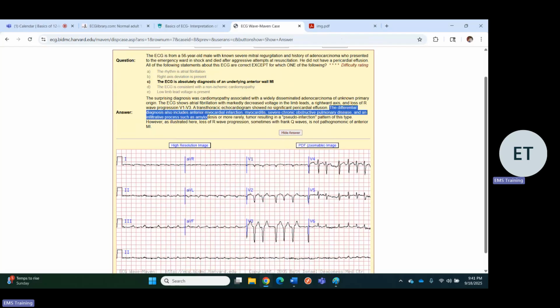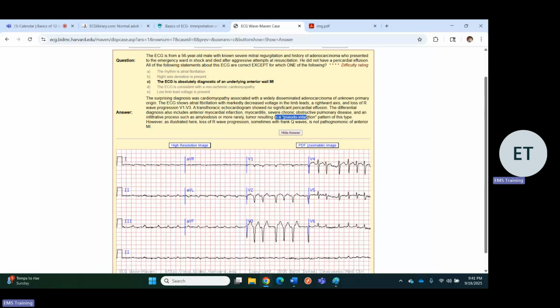The differential diagnosis includes an anterior myocardial infarction. I suppose the anterior myocardial infarction would be the more likely one because the left main coronary artery and the LAD originate from that area to cause sudden cardiac death. So if they were going to go get cath, they'd probably go for an urgent left heart cath. Myocarditis, yeah, any carditis can cause decreased amplitude. Severe chronic obstructive pulmonary disease, yeah, that could do it too. And an infiltrative process such as amyloidosis or more rarely tumor resulting in a pseudo-infarction pattern of this type.